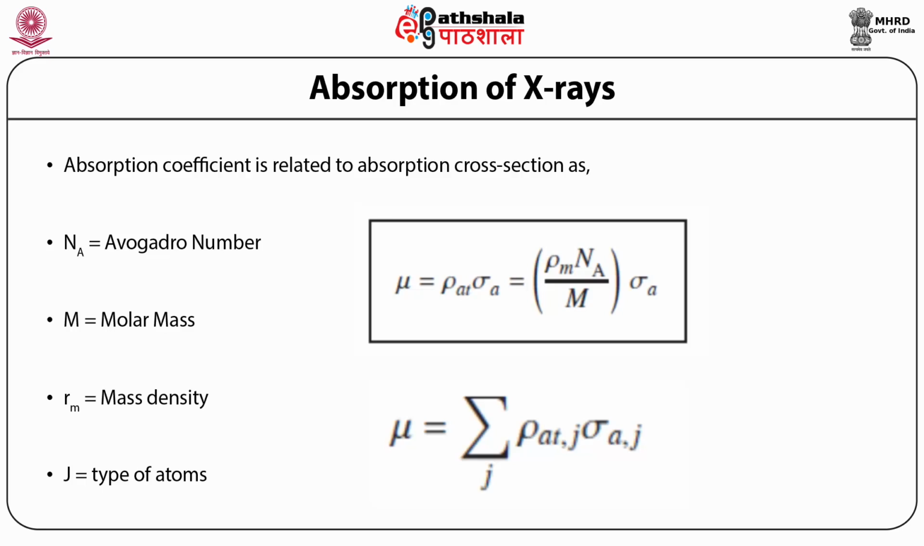This formula is further extended to the real density, Avogadro number, and molar mass, to relate to the linear absorption coefficient. And when you have several different kinds of atoms in a given material, there is a sum over j, where j is any particular type of species or atom we are using. From there one can calculate the linear absorption coefficient.